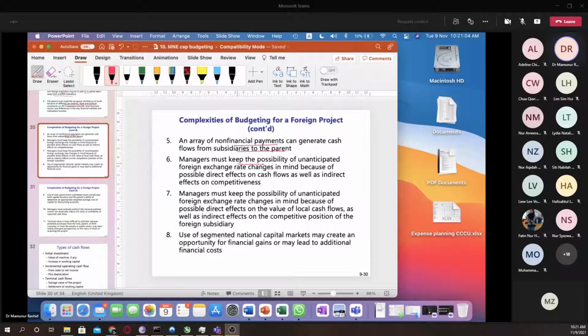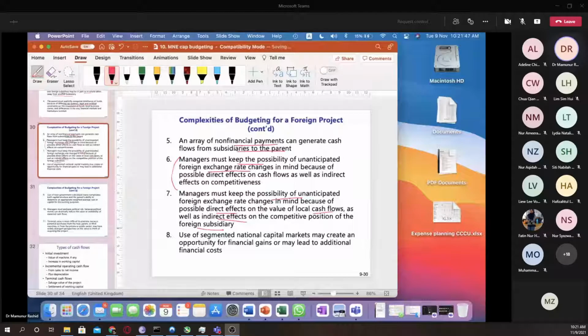Managers must keep in mind the possibility of unanticipated foreign exchange rate changes. So this is about foreign exchange exposure. You need to make sure that foreign exchange rates are forecasted properly and applied so that you can reduce the risk of foreign exchange investment. There is a possible direct effect on the value of the local cash flow, as well as an indirect effect on the competitive position of the foreign subsidiary. So it does not only affect your competitiveness, it also affects your cash flows. Changes in exchange rates will affect your cash flows and your competitive position at the home country and also at the foreign locations.